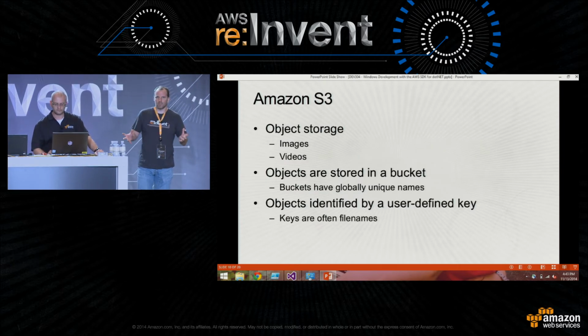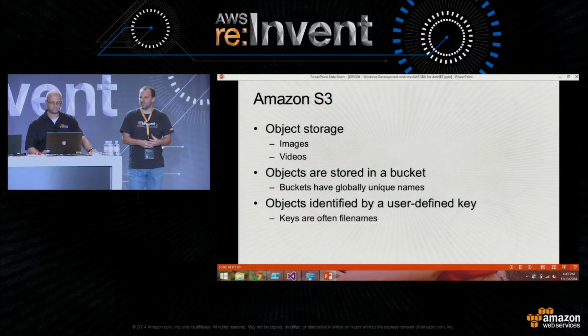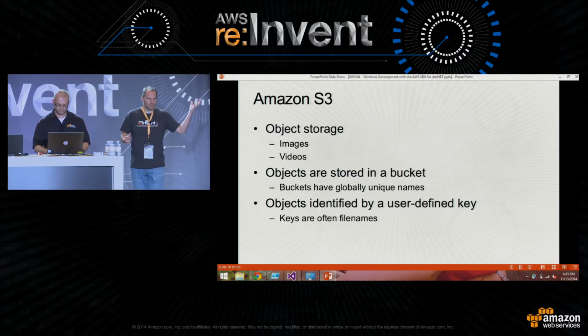So as a quick refresher to make sure we're all on the same page, S3 is the object store. Put anything, images, videos, files, whatever. You put them inside of a bucket. The buckets are globally unique, so only one person in the world gets to have the foo bucket. And once you put that object in there, you give a user-defined key that you will later say, when I want that back, use that key to get the object back.